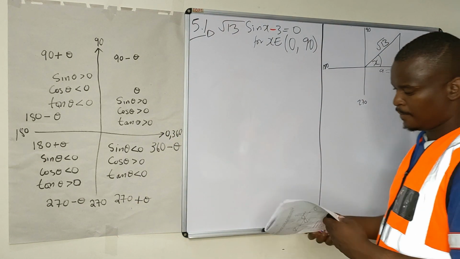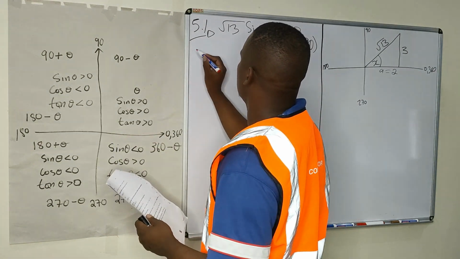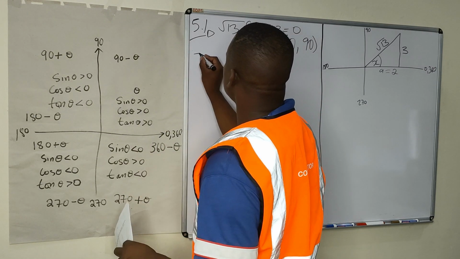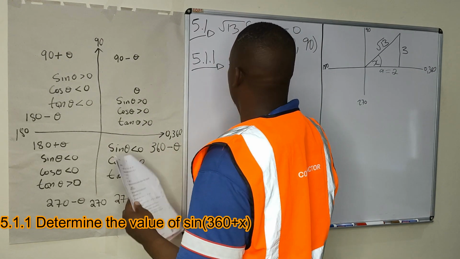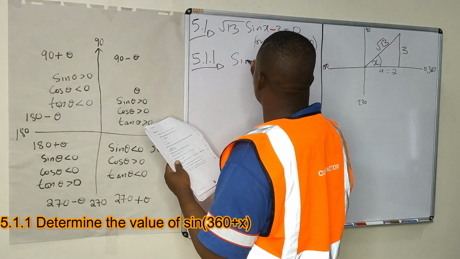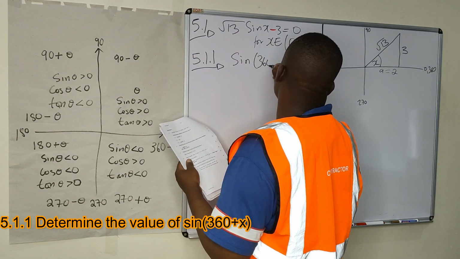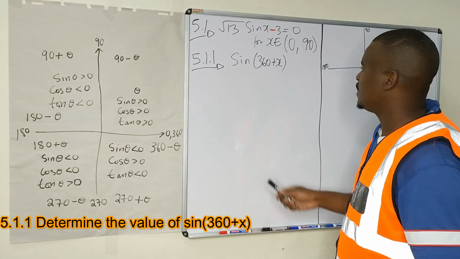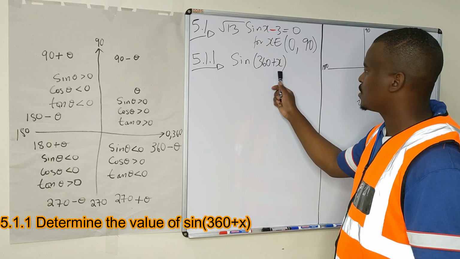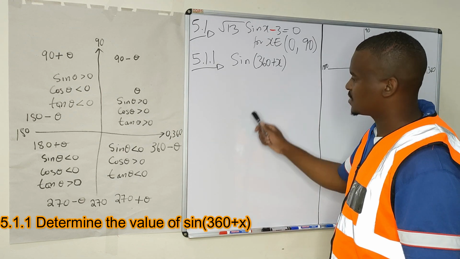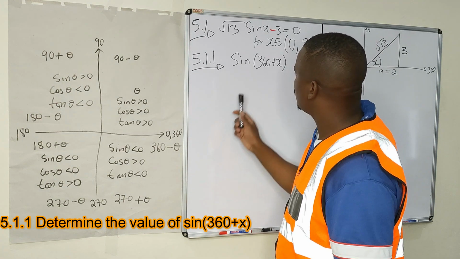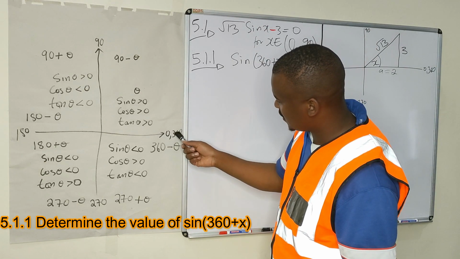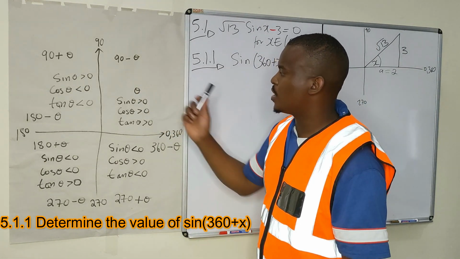Right? So they say 5.1.1. Sine of 360 plus x. So when you have this, you ask yourself, which quadrant is this? 360 plus x means an angle above 360 plus something. 360 minus is here, 360 plus something is here on the first quadrant, right?